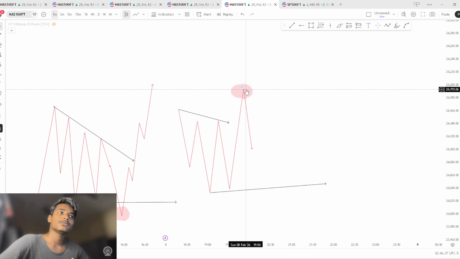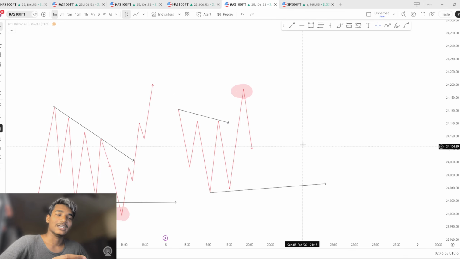Okay, so in this scenario you have to take shorts with your stop loss around this area, so your stop loss is safe because the market will not sweep the high resistance liquidity without sweeping out the sell side.